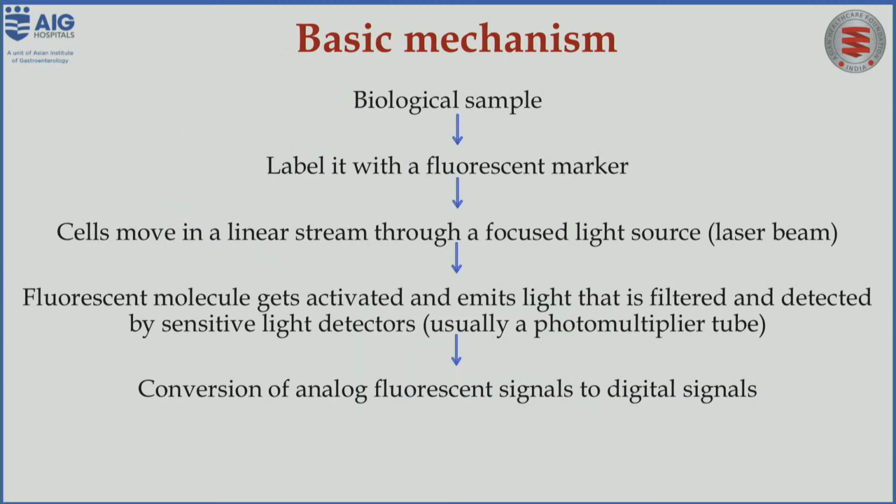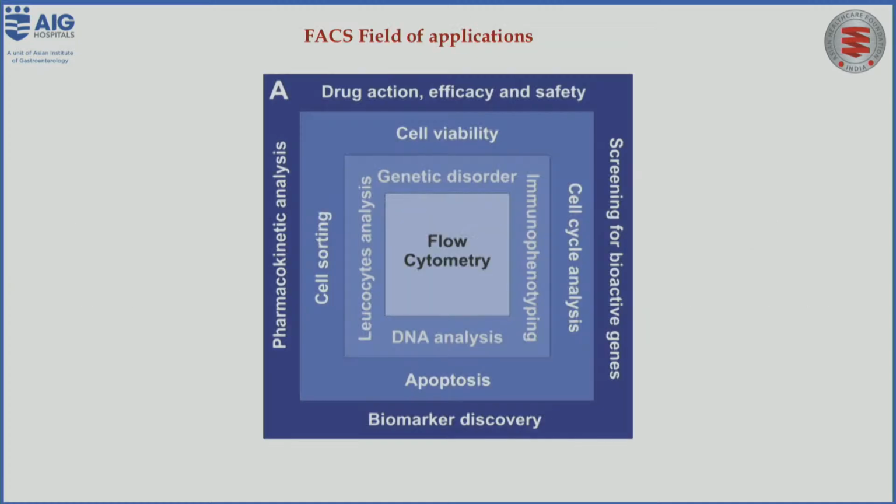The basic mechanism is that any biological sample is stained or labeled with a fluorescent marker, and the cells move in a linear stream through a focused light source, the laser beam. These fluorescent molecules get activated and emit light that is filtered and detected by sensitive light detectors, usually photomultiplier tubes (PMTs). These analog fluorescent signals are converted into digital signals. We have different applications in clinical and research settings, like biomarker discovery, drug discovery, and cellular studies, which we will discuss later in the coming slides.